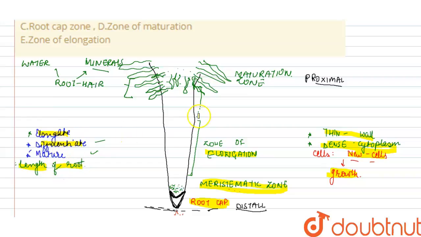From this differentiation, the cells move upwards to a region of maturation, where the cells mature, and in this region there are certain cells which give rise to thin thread-like structures known as the root hair. The function of the root hair is water absorption and mineral absorption. So this is the sequence of the zones that are present in the vertical section of the root.